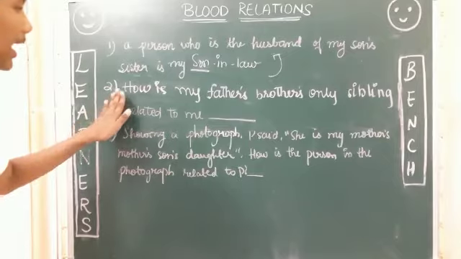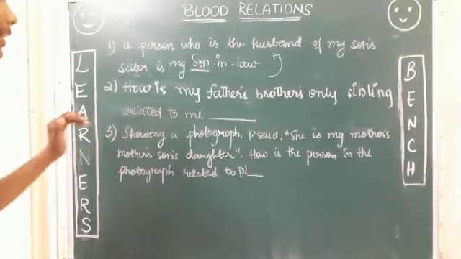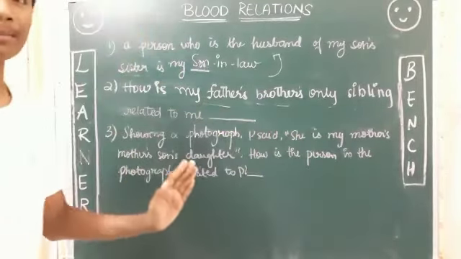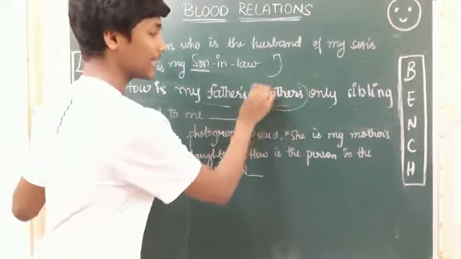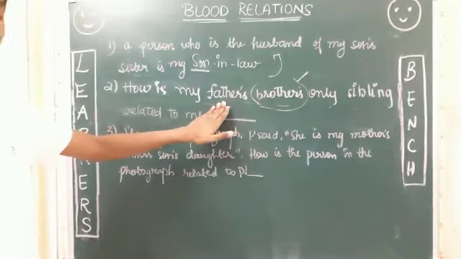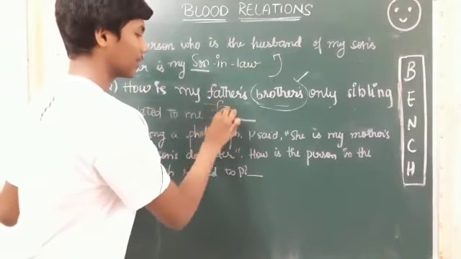Second question is, how is my father's brother's only sibling related to me? Only sibling means my father's brother has only one sibling. That sibling will be my father. So how is my father related to me? My father is related to me as father only.